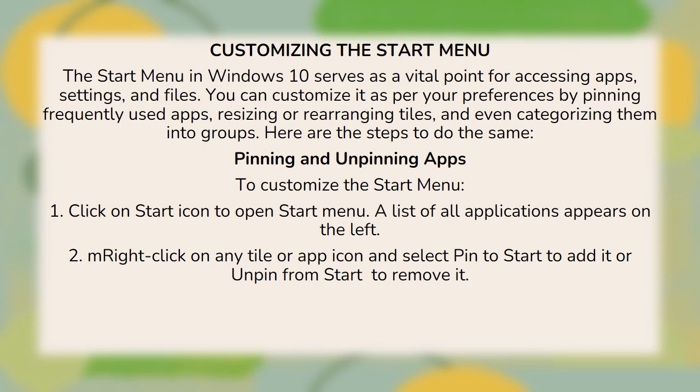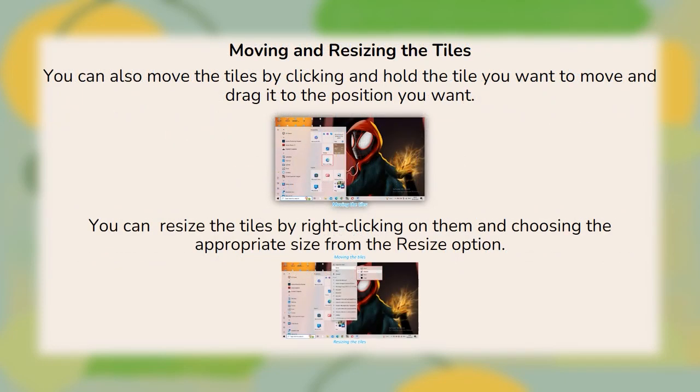To customize the Start menu, 1. Click on Start icon to open Start menu. A list of all applications appears on the left. 2. Right-click on any tile or app icon and select Pin to Start to add it or Unpin from Start to remove it. Moving and resizing the tiles.